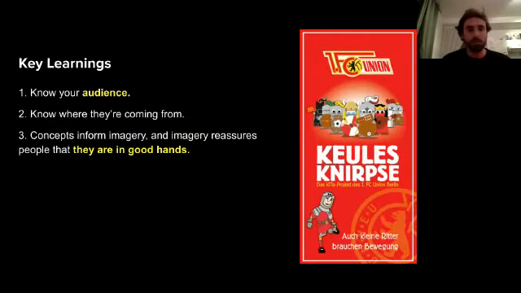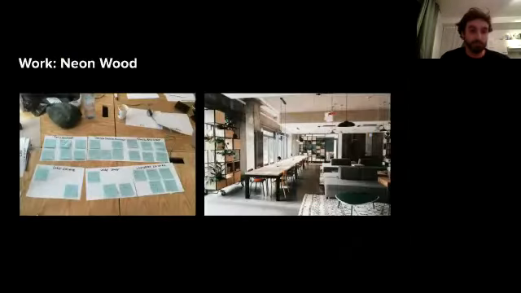Key learnings from Union Berlin: know your audience, know where they're coming from, and know that concepts inform imagery, and imagery reassures people that they're in good hands. You want your audience to feel like they're in good hands if you want to have a successful product.